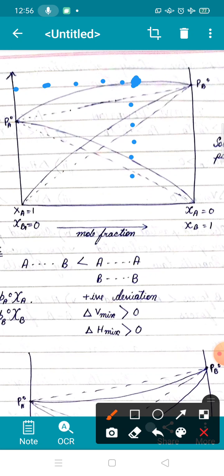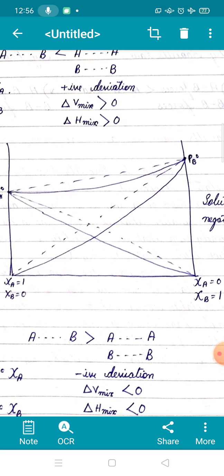The concept of azeotrope is not so simple. You need to understand it, but luckily not many difficult questions are asked during exams. So you can just stick to the definitions and examples and try to understand the graph. Now let us try to understand the solution showing negative deviation.